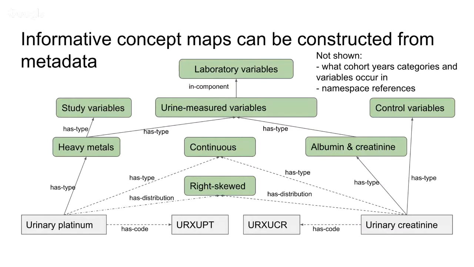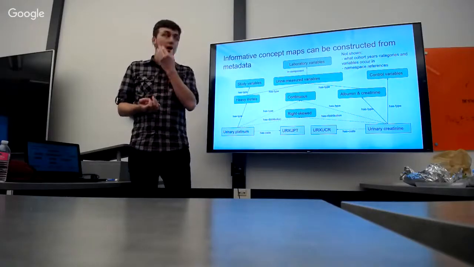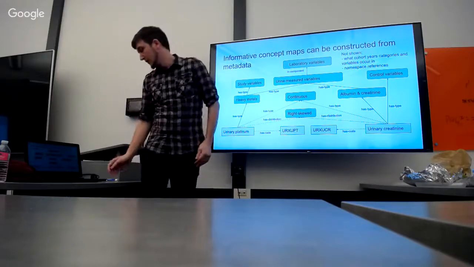And so then similarly, we can talk about urinary creatinine, which is a different thing you can measure in someone's urine. And so this is a different classification. And for domain knowledge reasons, we say that urinary creatinine is a control variable, not a study variable. So that's why platinum goes to study variable, but creatinine goes to control variable. And then I'm also not showing all of this. So if this were a true concept map, it would make it easier to link to other ontologies, but that's not really necessary for now.